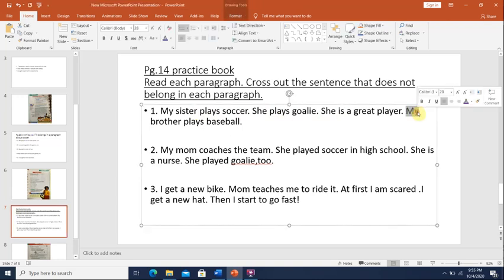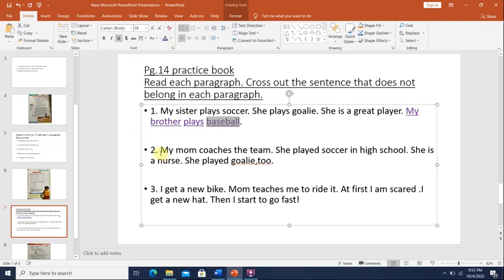So the last sentence would be the sentence that we cross out because it does not go with the paragraph. Okay, we will underline or cross out. We will cross out, draw a line on top of this sentence, my brother plays baseball, because you will not find the sentence in this paragraph because it talks about the sister, not the brother.